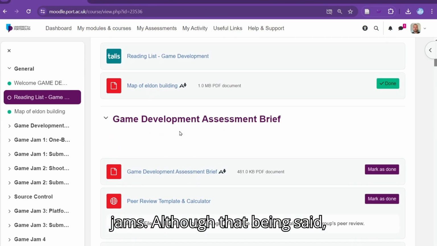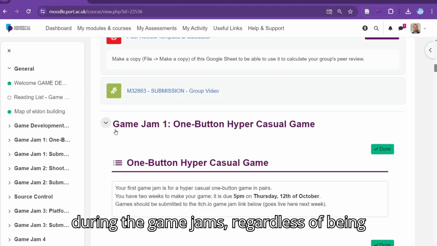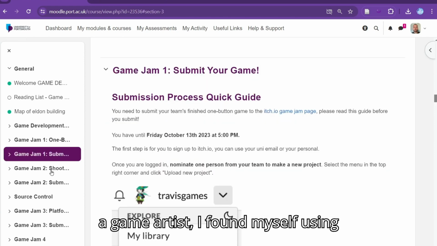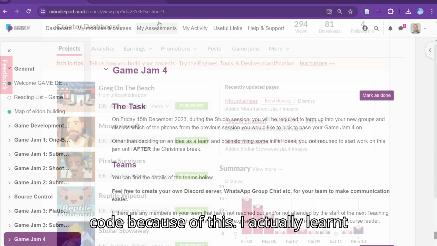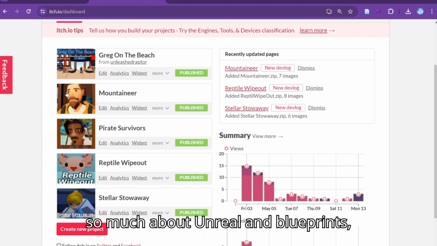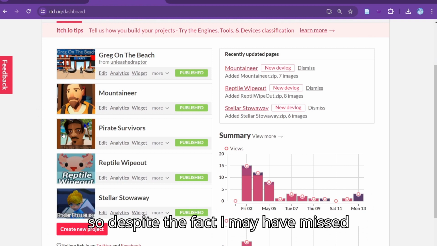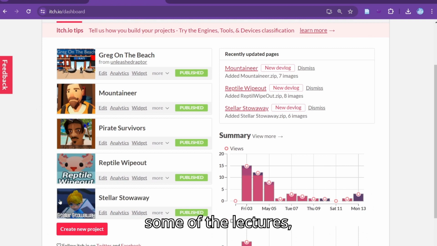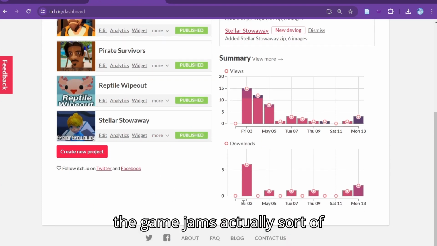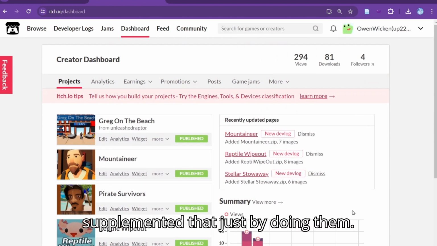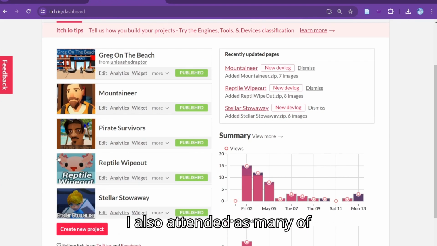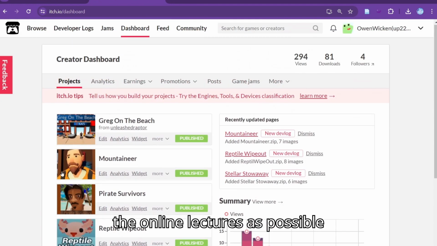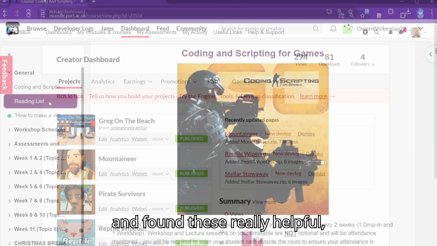Although that being said, throughout the year, a lot of the times during the game jams, regardless of being a game artist, I found myself using blueprints and creating my own blueprint code. Because of this, I actually learnt so much about Unreal and the blueprints. So despite the fact I may have missed some of the lectures, the game jams actually sort of supplemented that just by doing them.